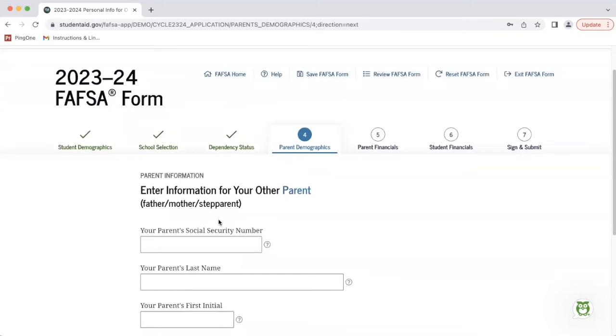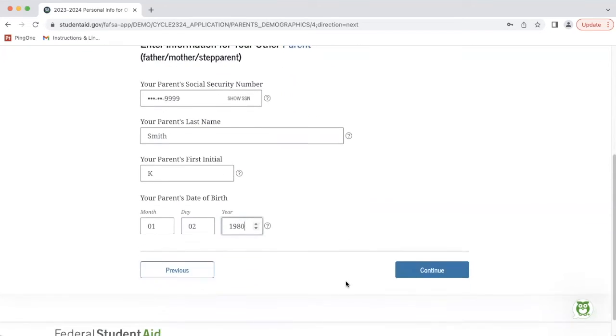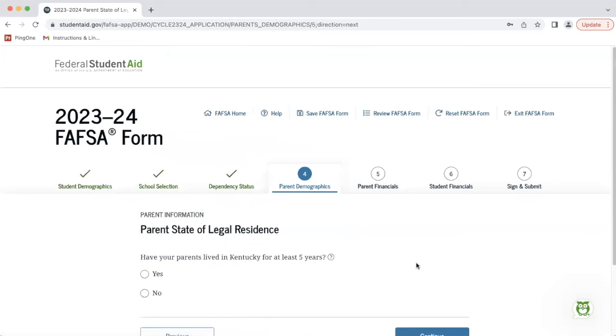Then on the next page, it will ask for the same information, but for the other parent. Again, it doesn't matter which one goes first or second, mom or dad or even step parent. Then it will ask about the parent's state of legal residence.